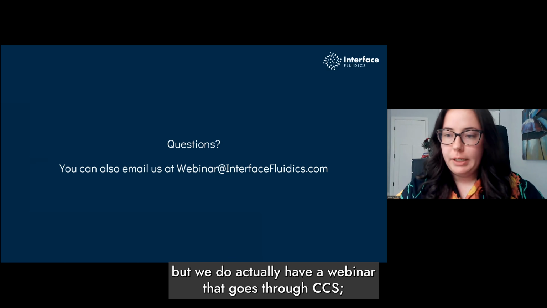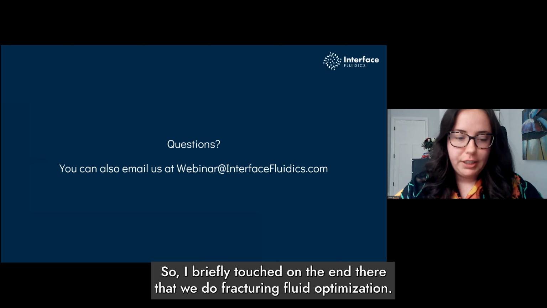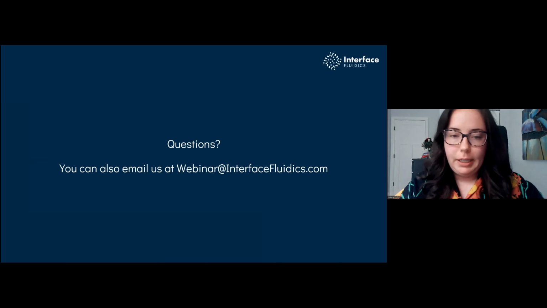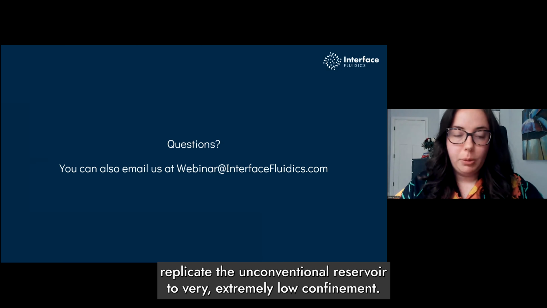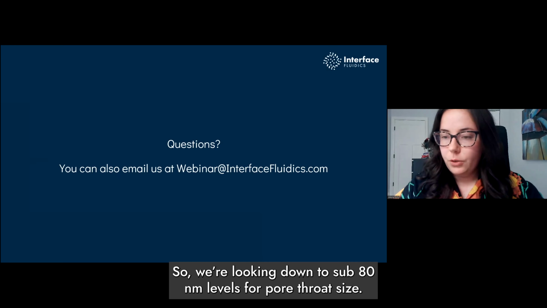In terms of the second question, with unconventional reservoirs, yes. I briefly touched on the end there that we do fracturing fluid optimization. Interface has a whole suite of testing dedicated to unconventionals, where we're able to replicate the unconventional reservoir to extremely low confinement. We're looking down to sub 80 nanometer levels for pore throat size, which enables us to screen through a lot of different chemistries for frac fluid, for frac applications.